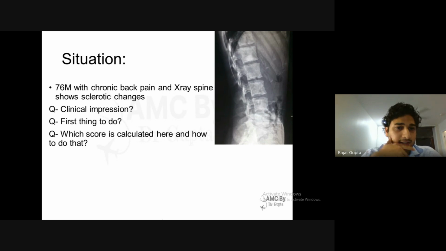Yep, what's your impression? You can see there's some sclerosis on the X-ray, and there is chronic back pain. Age is 76. Yes, very good, Gurmeet. So the clinical impression here is prostatic cancer. First thing to do.